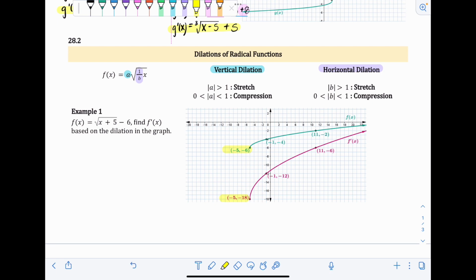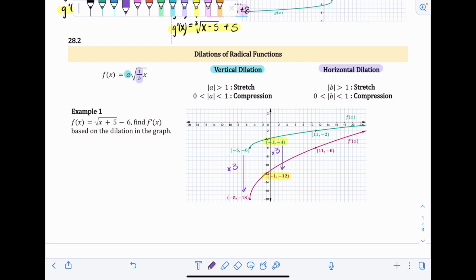Between those 2 points, the x coordinates are staying the same and the y coordinates are changing. They're going from, in this case, negative 6 to negative 18. So they're being multiplied by 3. And if I look at another set of points, negative 1, negative 4 to negative 1, negative 12, same thing. The x coordinate is staying the same. The y coordinate is being multiplied by 3. And that pattern continues all the way throughout the function.